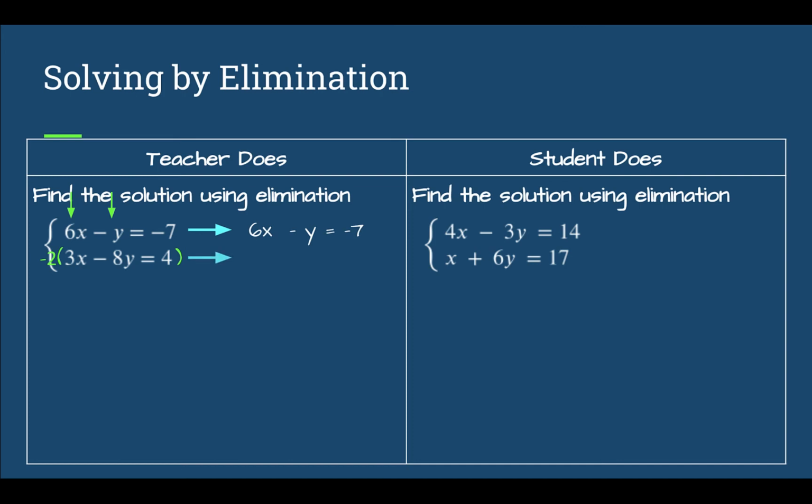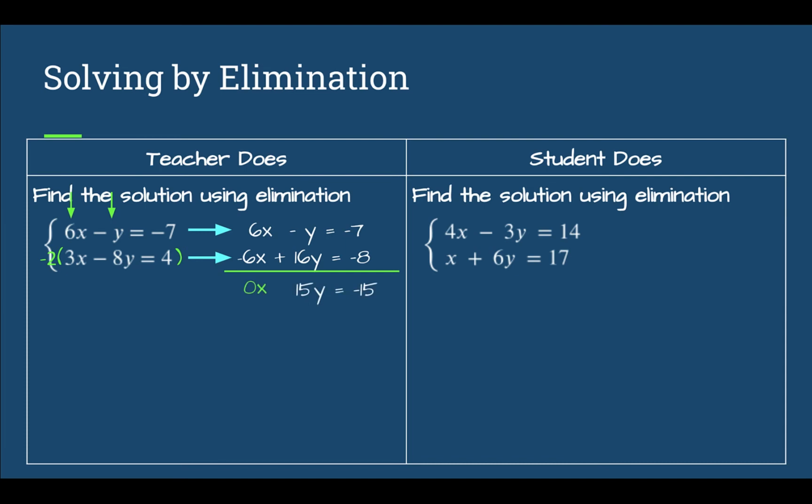But the bottom one, multiplied out, everything would get multiplied by negative 2. So negative 2 times 3 would be negative 6, and that was with the x. Negative 2 times negative 8 is positive 16 with y. And negative 2 times 4 is negative 8. Now I can use these equations for my elimination.